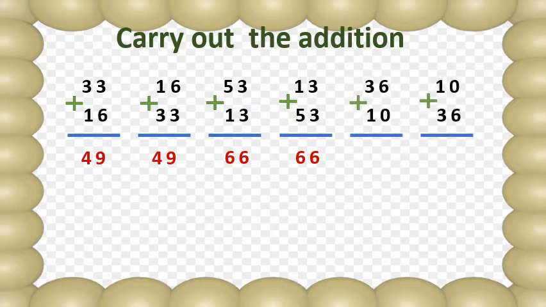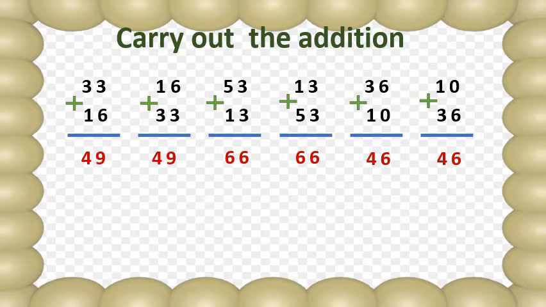In the third pair, 36 plus 10. That is 6 plus 0 is 6. 3 plus 1 is 4. Now here in the last sum, 0 plus 6 is 6. 1 plus 3 is 4. Yes, students? Did you observe anything here?